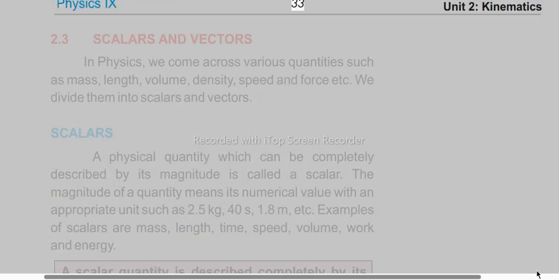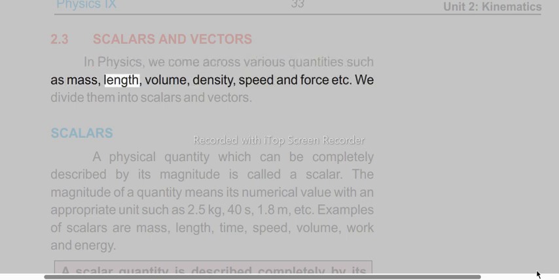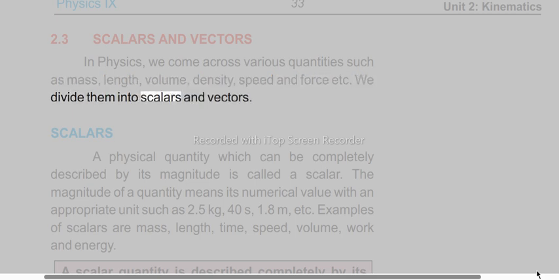Physics 933, Unit 2, Kinematics. 2.3 Scalars and vectors. In physics, we come across various quantities such as mass, length, volume, density, speed, and force, etc. We divide them into scalars and vectors.